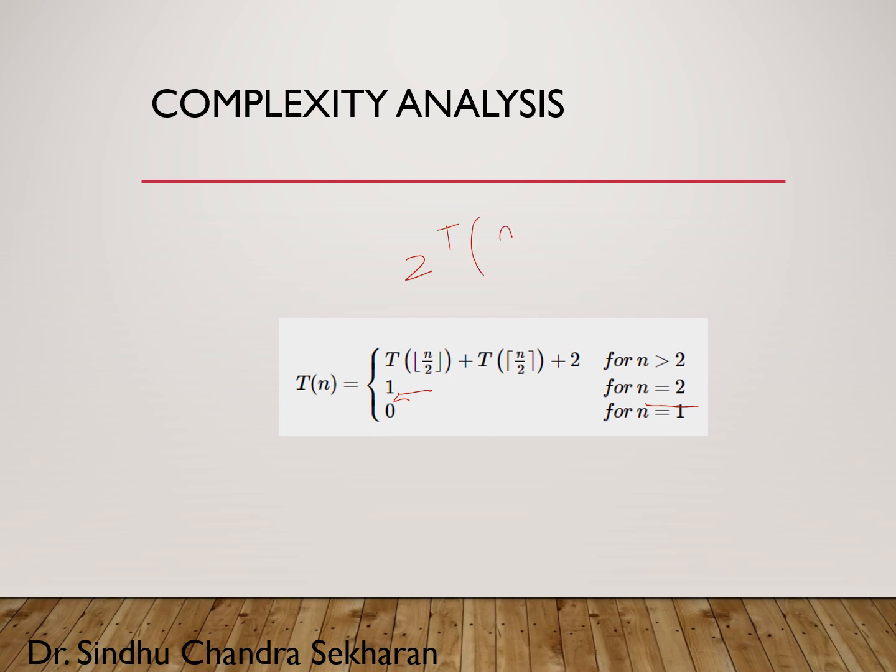2T(n/2), right? This is T(n/2) plus T(n/2) plus 2. So it is of the order of O(n). Even though, when we compare it to the naive method, in the divide and conquer strategy the number of comparisons is less, we are however going to represent both of them in the order of n.